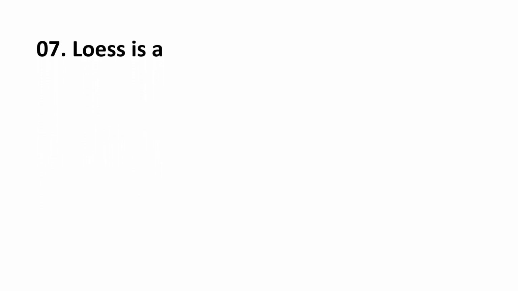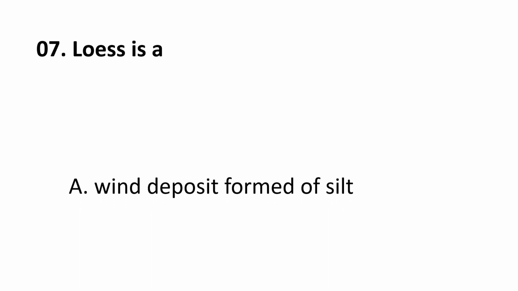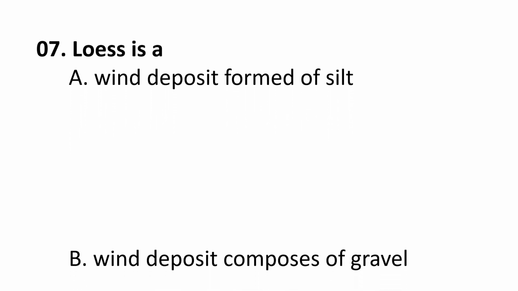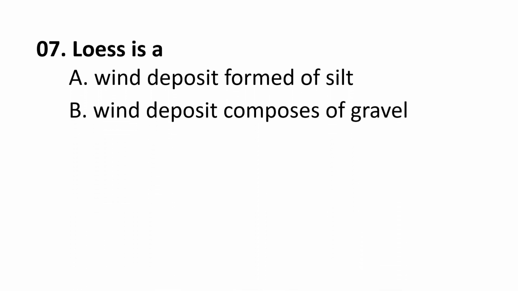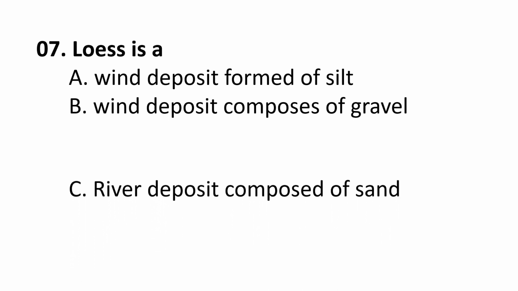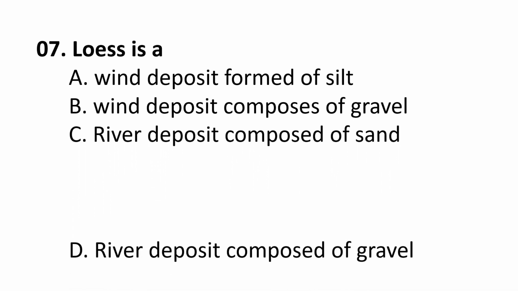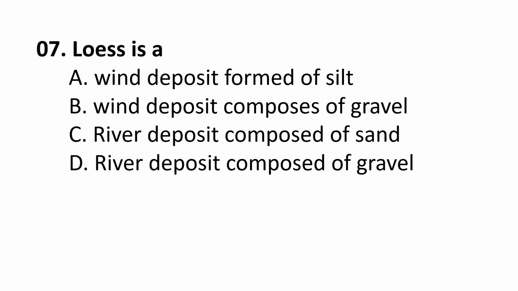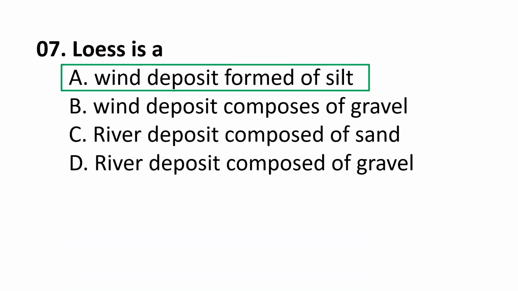Coming to the seventh question, loess is a. Choices are A, wind deposit formed of silt, B, wind deposit composed of gravel, C, river deposit composed of sand, D, river deposit composed of gravel. The correct answer is A, wind deposit formed of silt.